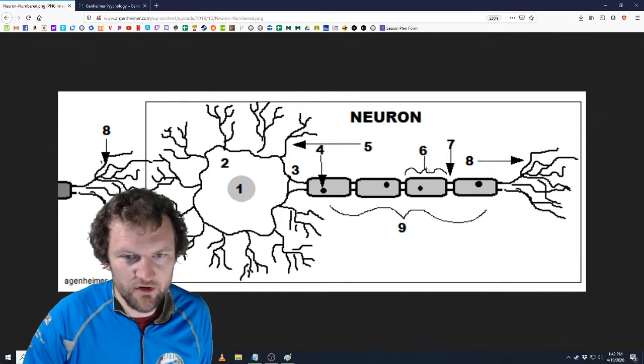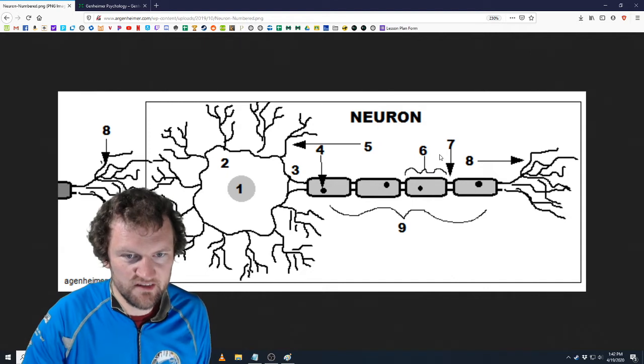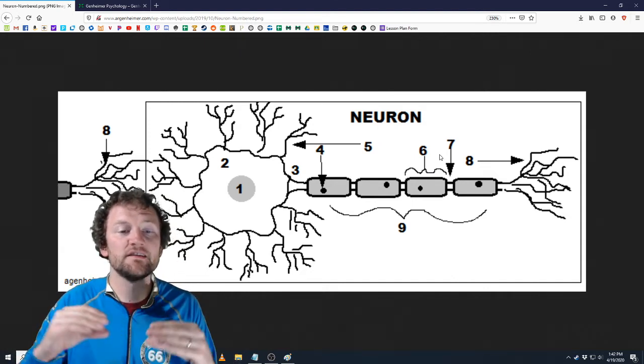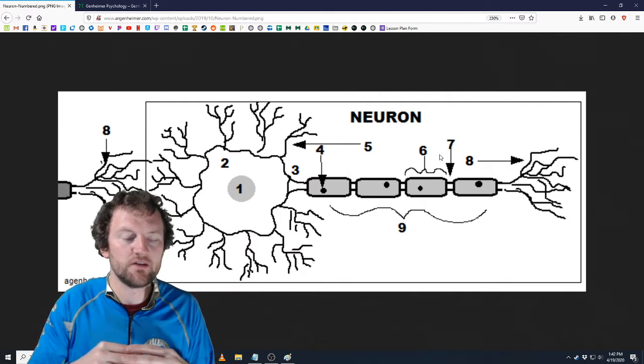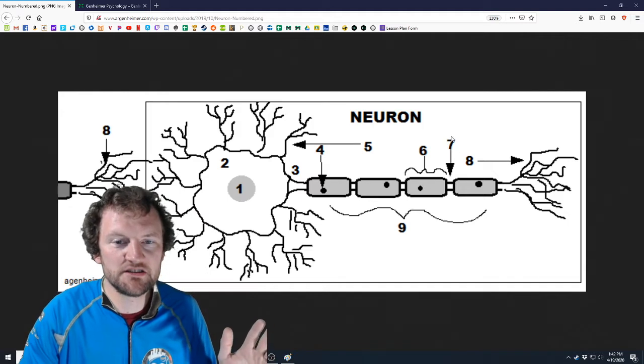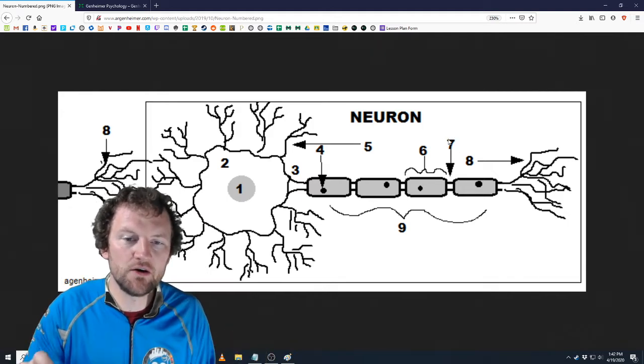I'm going to skip 3 for a second. 6 is the myelin sheath. It is a fatty tissue that insulates the axon. There are multiple myelin sheaths that insulate the entire axon. And in between the myelin sheaths is 7, which is the node of Ranvier.